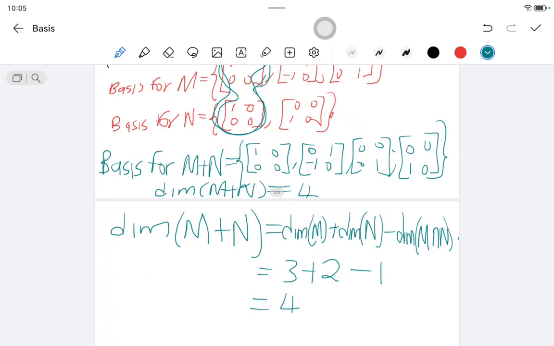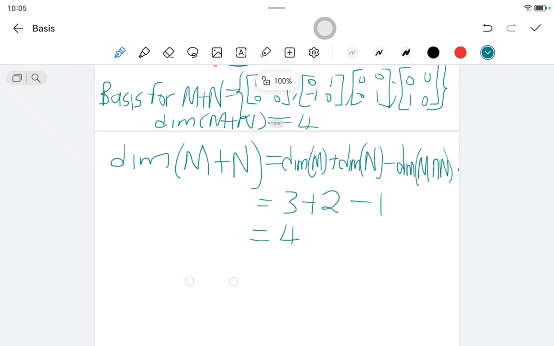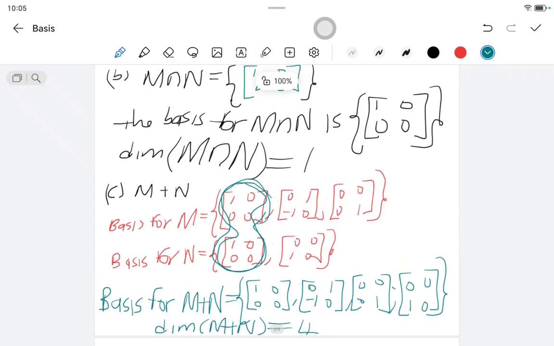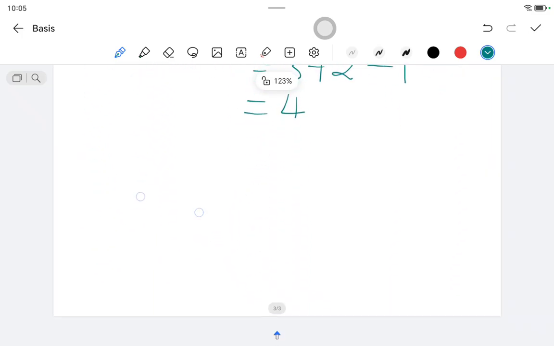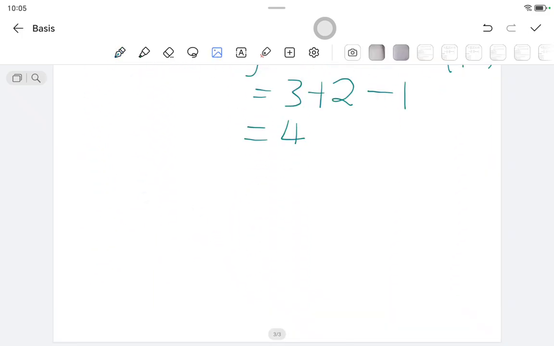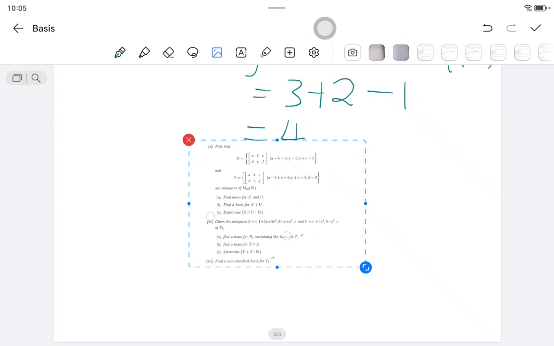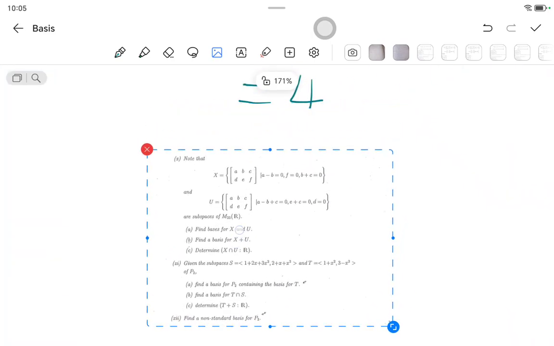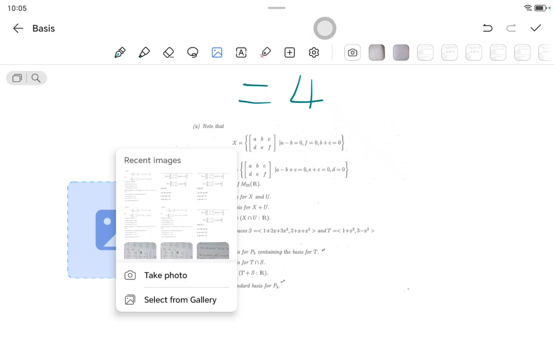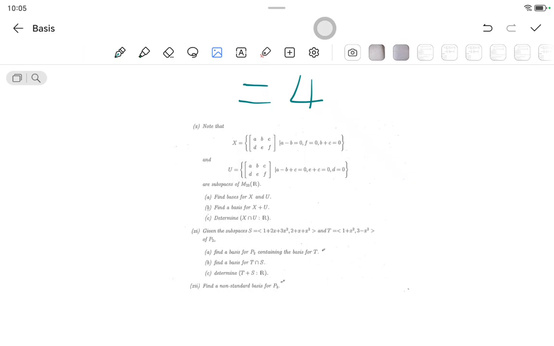So since we already know this, now we can check this. Let me see. The next question will be, we can check this. You can try to find any of these. Already I've shown you how to find them, right? So you can try this.